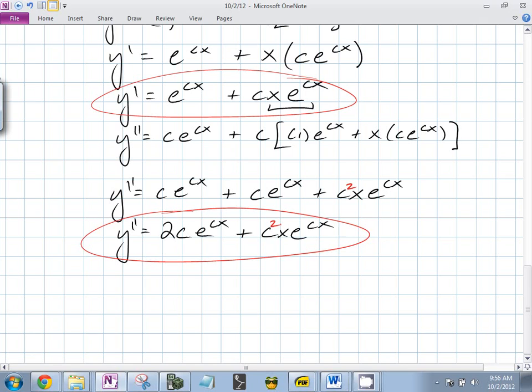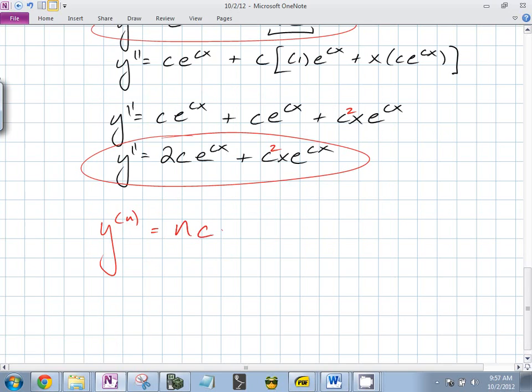Still, though, do you think you can make a prediction as to what the derivative is going to be? We think the third derivative is going to be 3c e to the cx plus c cubed x e to the cx. We predict. So therefore, what do you think the nth derivative is going to be? n c to the n minus 1 e to the cx plus c to the n x e to the cx.